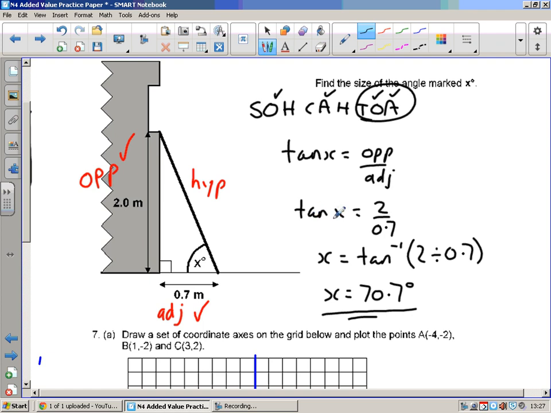So I know tan x, I want to know x, I want to know what the angle is, not tan of the angle. So I need to get rid of this tan here. So I need to do inverse tan. What I'm doing is, if you like, I'm untanning it. So we do inverse tan or tan to the minus one or shift tan or second function tan on the calculator. Then open up your bracket, inside 2 divided by 0.7. Press your equals button, and there's the angle there, 70.7 degrees.